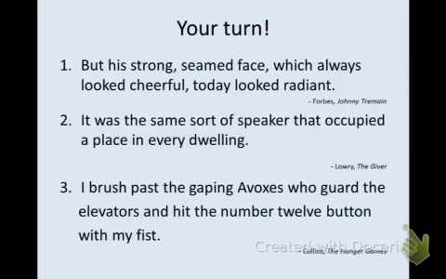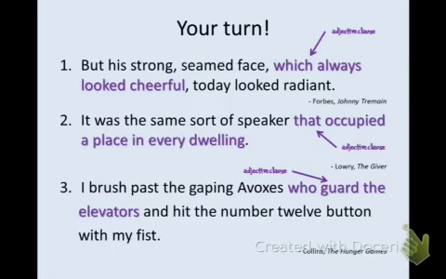Alright, let's check your answers. Here we go. The adjective clauses are labeled in purple. The independent clauses are labeled in black. Those can stand by themselves as a complete thought, as an independent clause, or as a simple sentence.